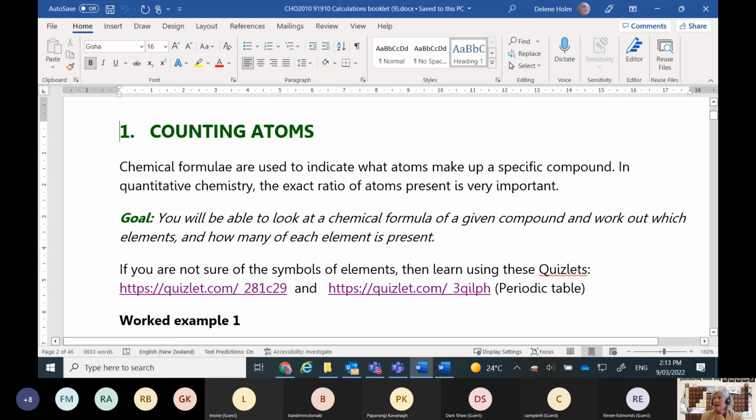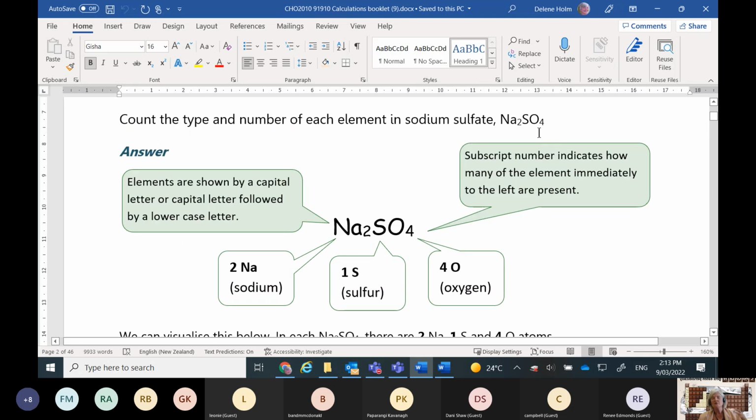Apologies for that. Any questions so far about learning the elements? Because you do need to know them. Spend a bit of time to make sure you know those. Okay, so once you know the elements, then you will be given formulae to work with.